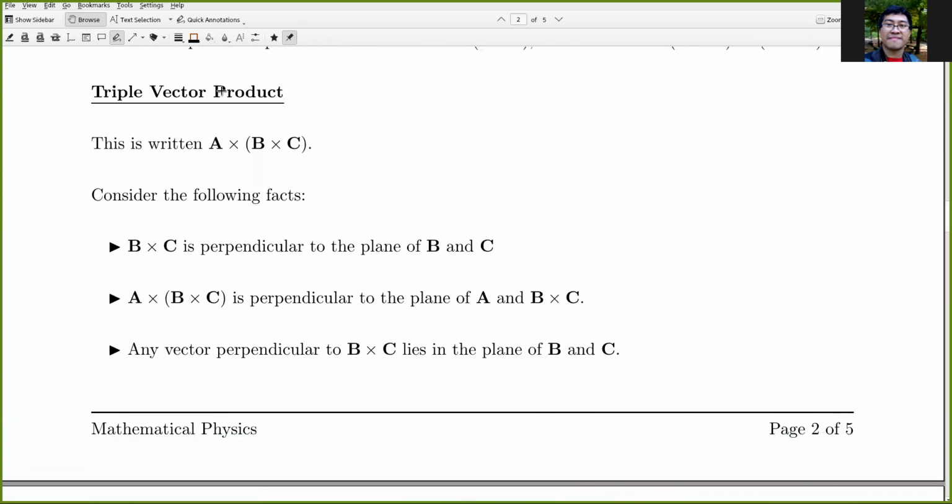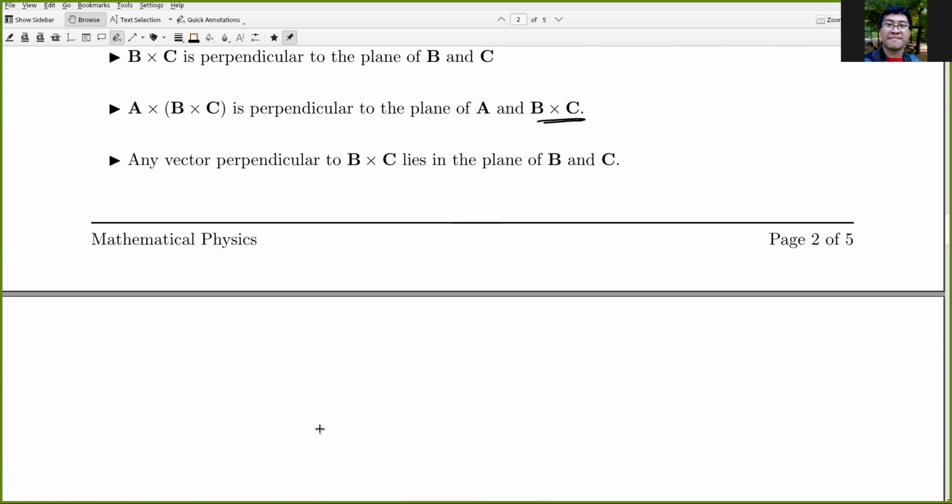Let's proceed to triple vector product. It's written generally as A cross B cross C. So take note of this parenthesis. This is relevant, which means that we need to operate this. It is generally not equal to when A cross B is done first, cross C. Consider the following facts. B cross C is perpendicular to the plane of B and C. So A cross B cross C is perpendicular to A and B cross C. So we are more interested in this part here. So any vector perpendicular to B cross C lies in the plane of B and C.